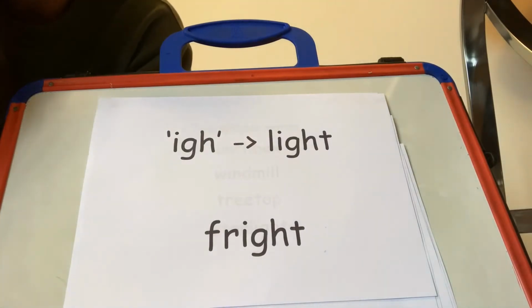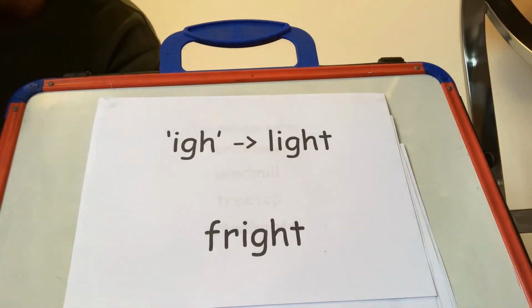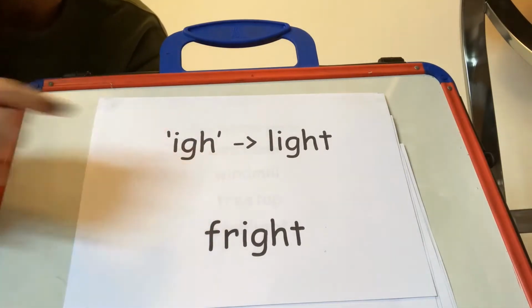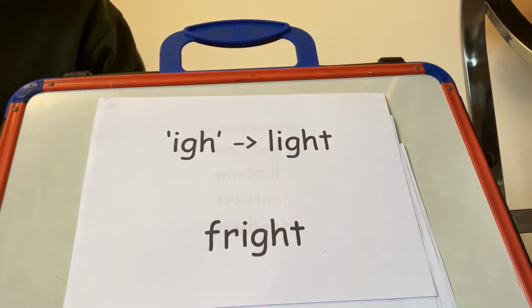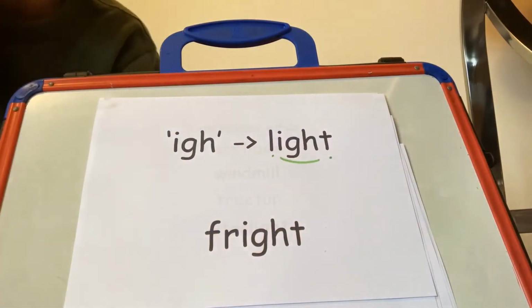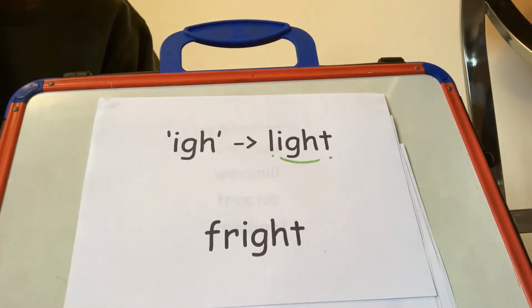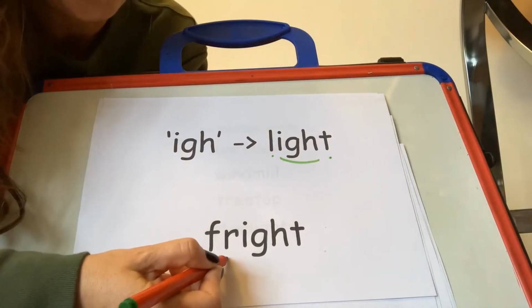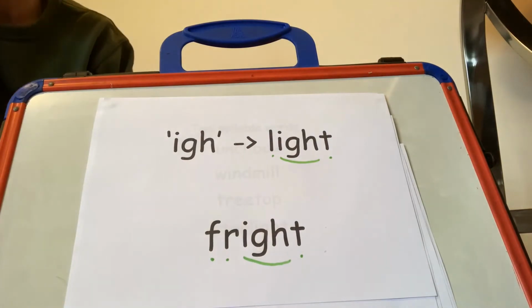Your child will also be familiar with trigraphs, three letters that make one sound, as in igh. We've got i, g and h. You can't hear the separate sounds there, so this is a trigraph. And it's used in words like l, igh, t, light. Here's another example of using the igh trigraph, but here we have two adjacent consonants. So we have f, r, igh, t, fright.